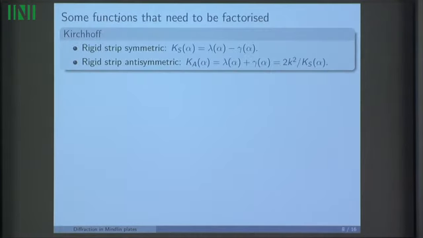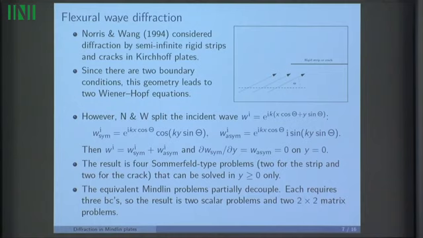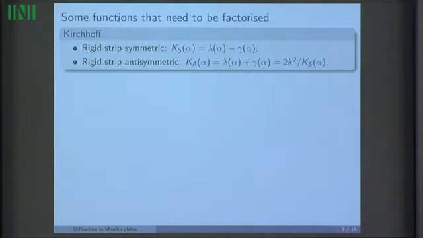Now, I don't want to go through the actual derivation of any Wiener-Hopf kernels. I just want to talk about the kernels now. So what sort of thing do you get?